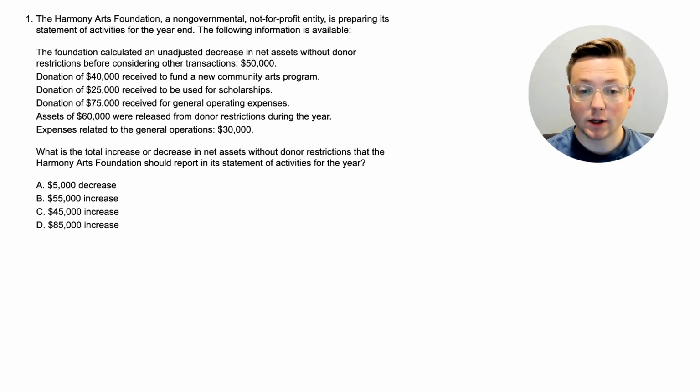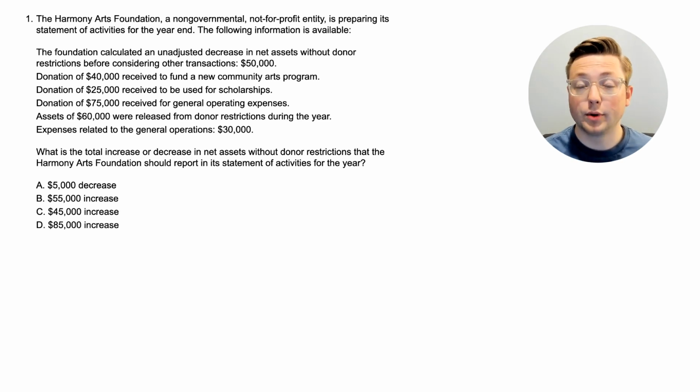Donation of $40,000 received to fund a new community arts program. Donation of $25,000 received to be used for scholarships. Donation of $75,000 received for general operating expenses. Assets of $60,000 were released from donor restrictions during the year, and expenses related to general operations were $30,000. What is the total increase or decrease in net assets without donor restrictions that the Harmony Arts Foundation should report in its statement of activities for the year?